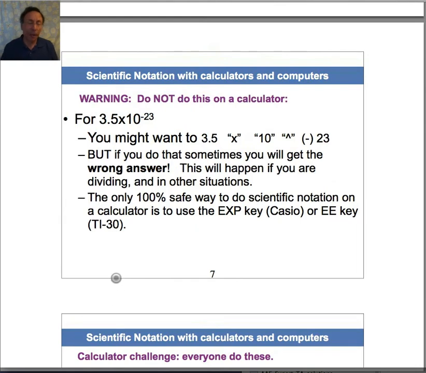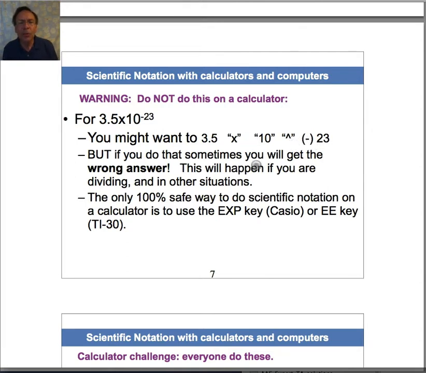Now, the reason why I'm emphasizing this is because there's a very common mistake that my students have made in the past, and I don't want that to happen to you. So the mistake is to do it like this, to put in 3.5 and then the multiplication button, and then punching in 10, and then the raise to the power button, and then the negative 23.